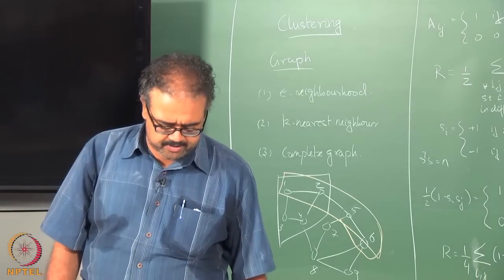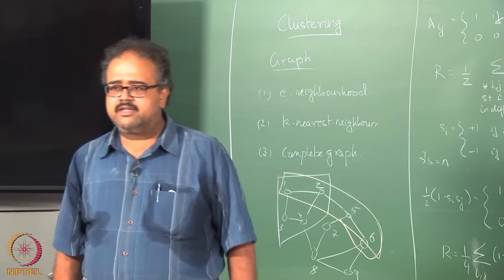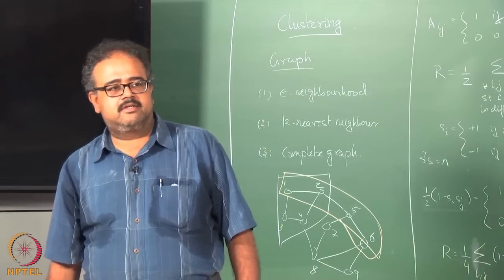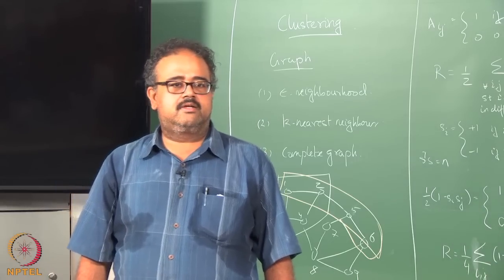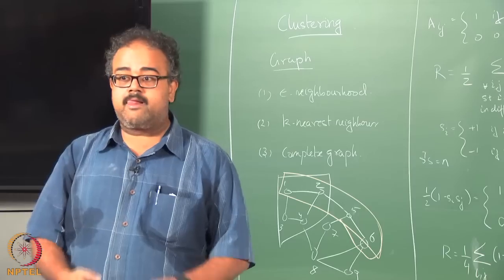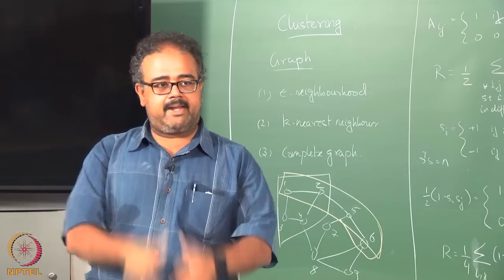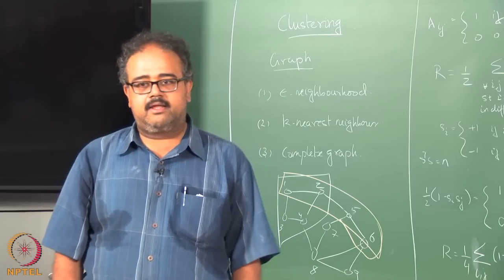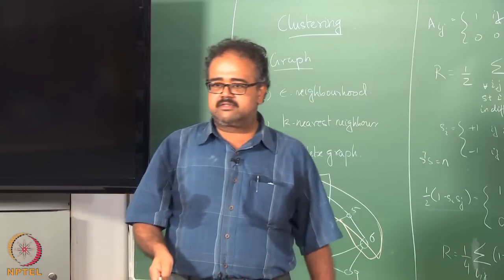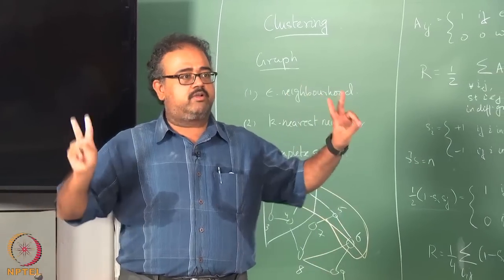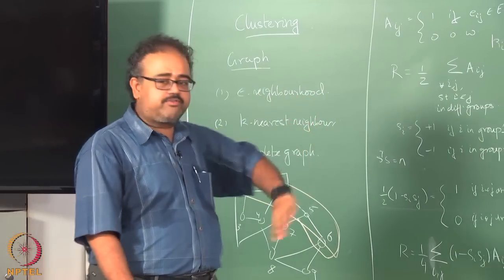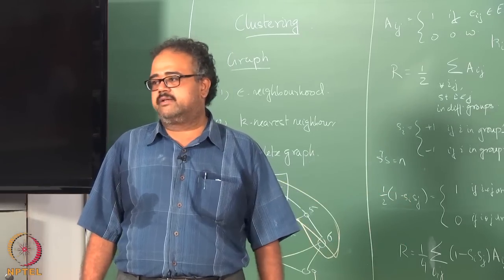So how do you do multiple clusters? One way to do it is to repeat: divide it into two clusters. Now I have two graphs. Once I have done the separation, I have two graphs, and in each of those graphs I can go and divide it into two again.